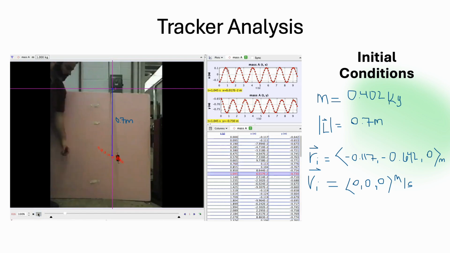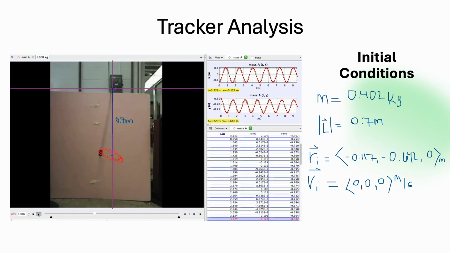So utilizing Tracker, we can see that the spring mass system moves in a circulatory fashion, creating this oscillatory motion in both the x and y directions. Here are some of the initial conditions that we found and were used in this, with the initial position being found here, and our initial velocity being zero because the system was at rest.